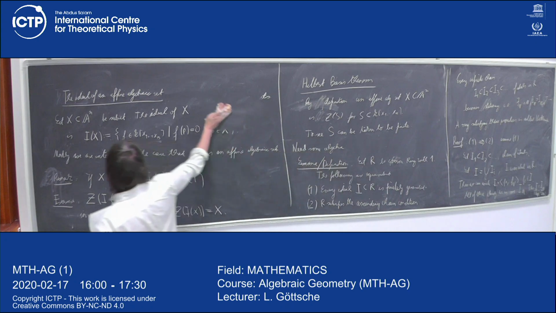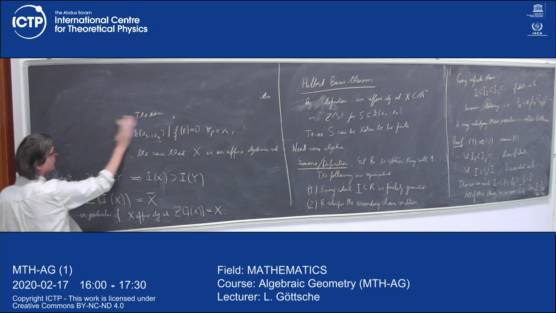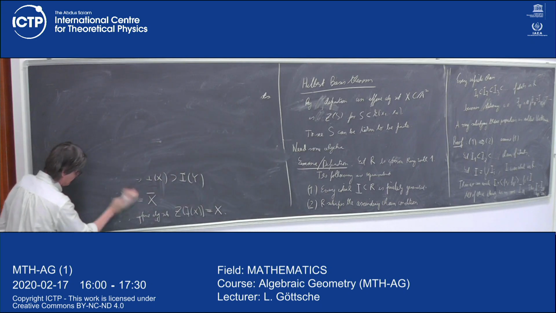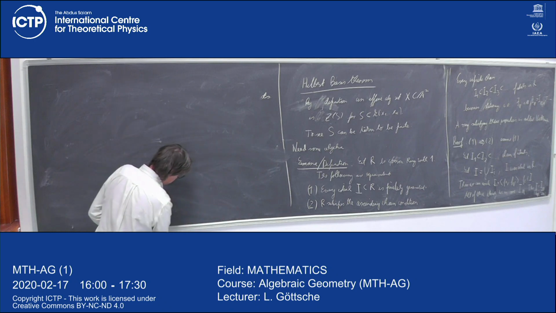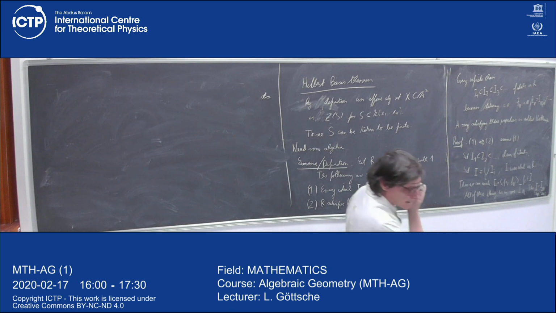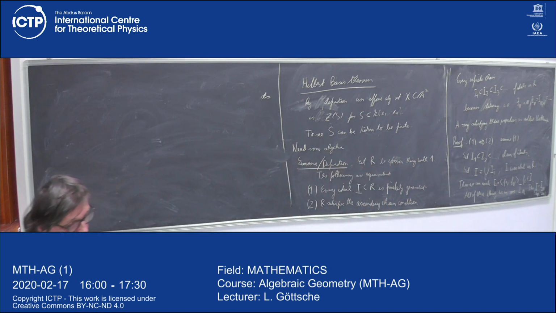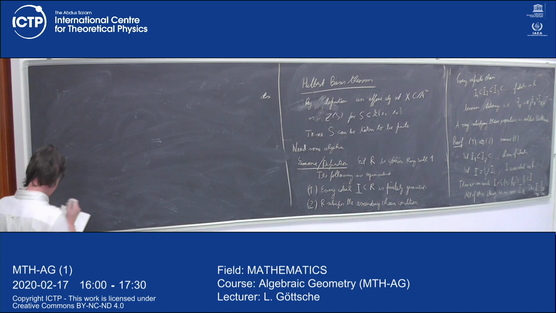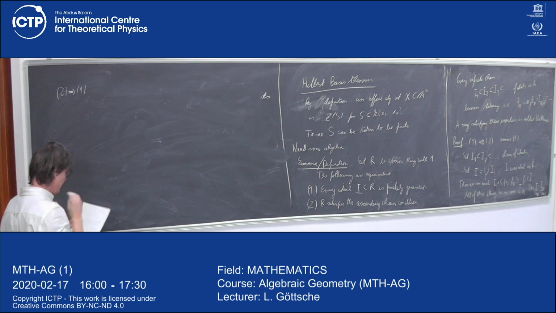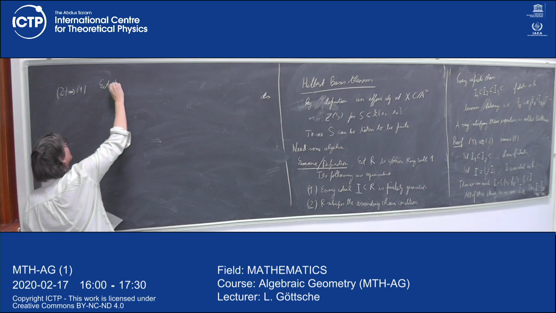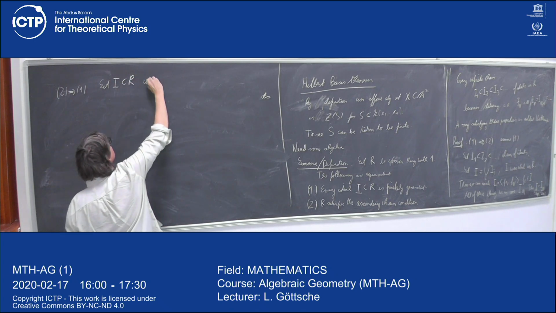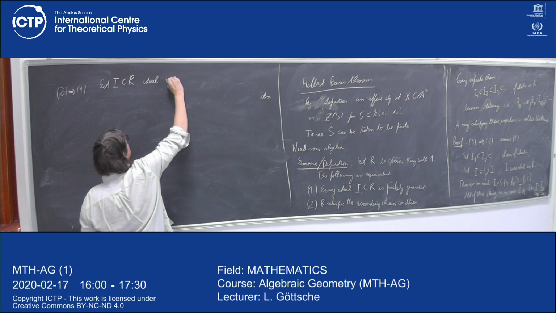So now we want to show the converse. We prove this by contraposition, so we take an ideal which is not finitely generated in our ring, and we use this to get an infinite chain of ideals. So assume that I in R is an ideal which is not finitely generated.